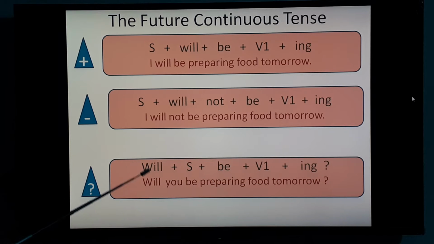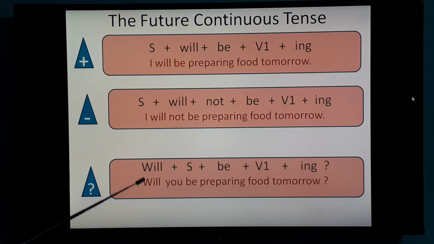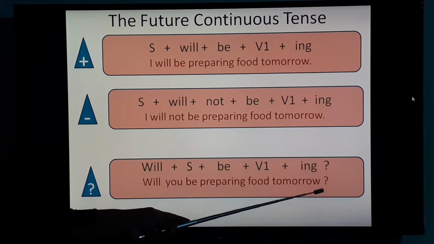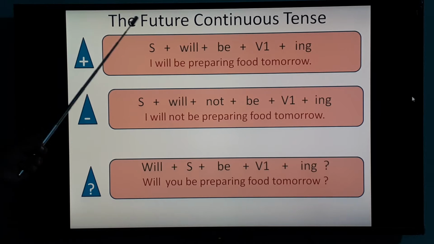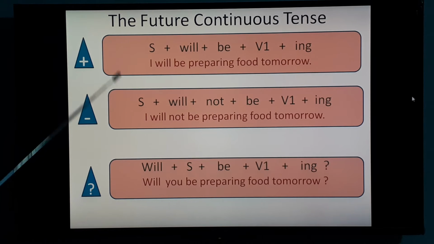Interrogative formation. Will, then subject, then be, then V1 with ing, then put question mark. So here auxiliary form will come in the beginning, will, then subject, that is you, be will come, then preparing, V1 plus ing, food, that is an object, and tomorrow, that is an adverb, then put question mark. Here in the future continuous tense, sentence formation will be the same, but here in the beginning, if you want to put first person singular plural, second person singular plural, or third person, accordingly you have to change here.